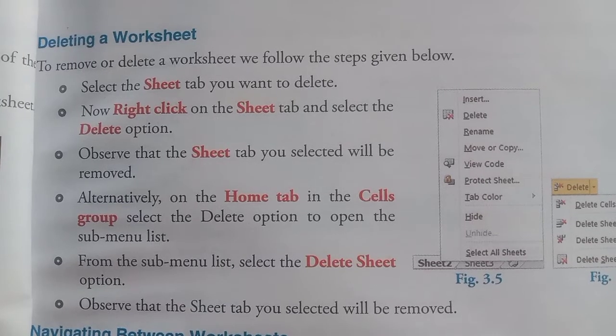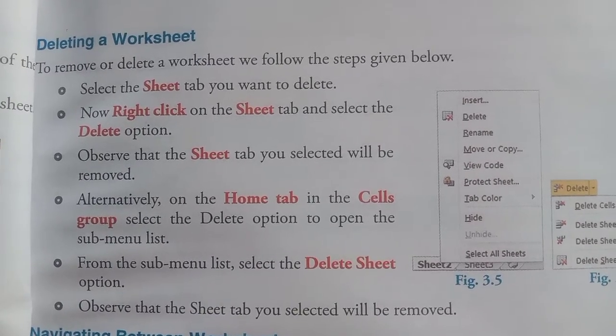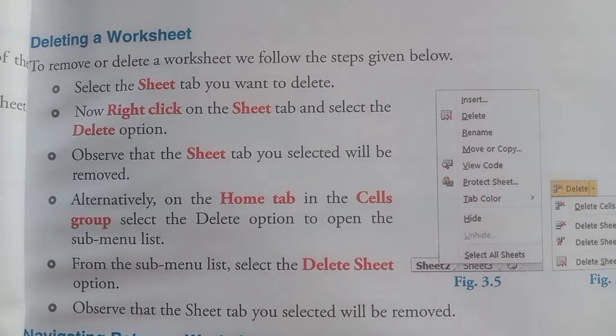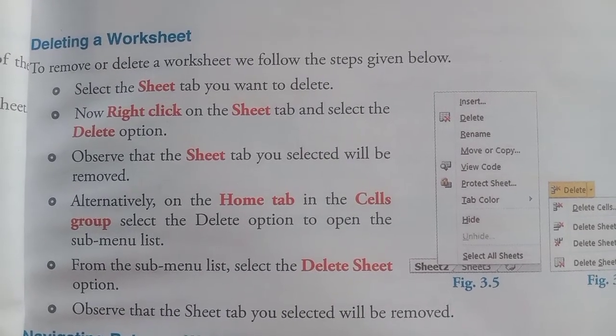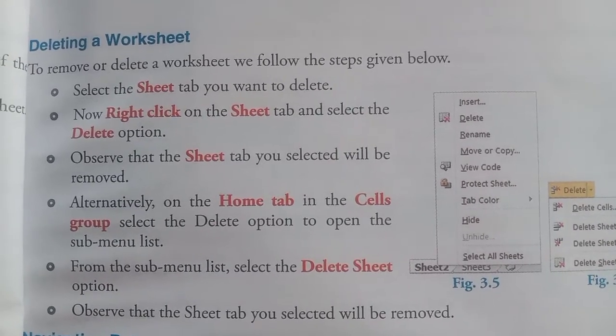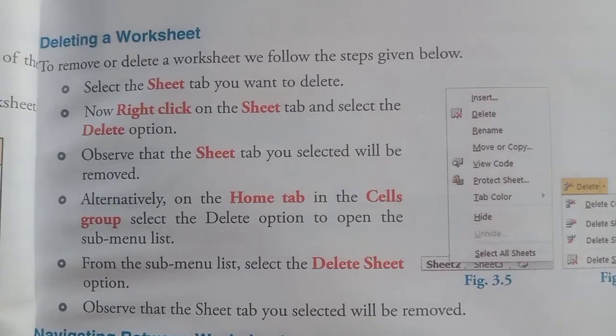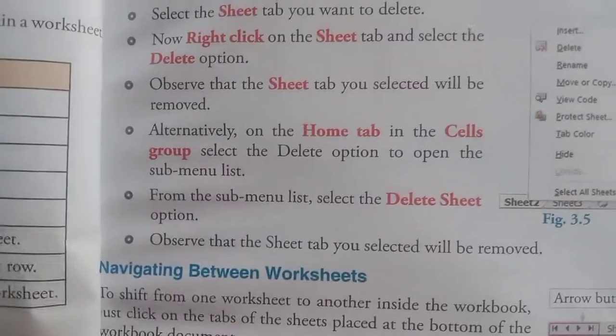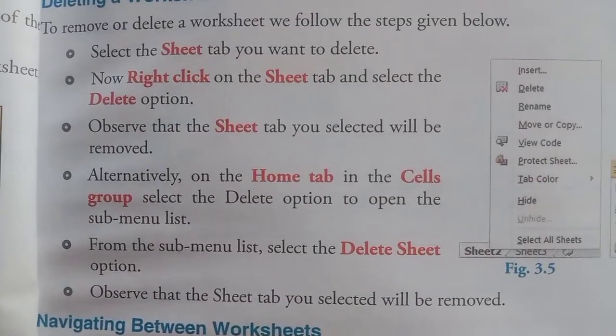Alternatively, on the Home tab in the Cells group, select the Delete option to open the submenu list. From the submenu list, select the Delete Sheet option. Observe that the sheet tab you selected will be removed. Automatically it gets removed. So students, this one is the procedure through which we are going to delete the sheets.